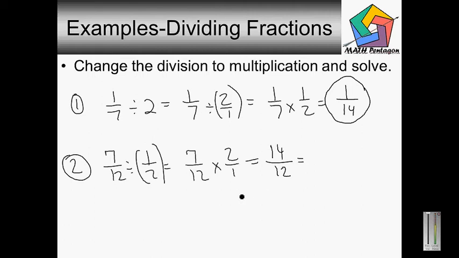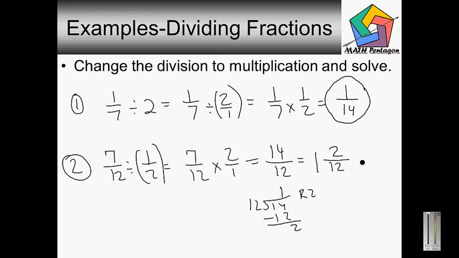So we do 14 divided by 12. So 12 goes into 14 one time. So 14 minus 12 is 2. So we have a remainder of 2. So our denominator would be 12. A whole number would be 1. And our remainder is 2. So we put that in the numerator.